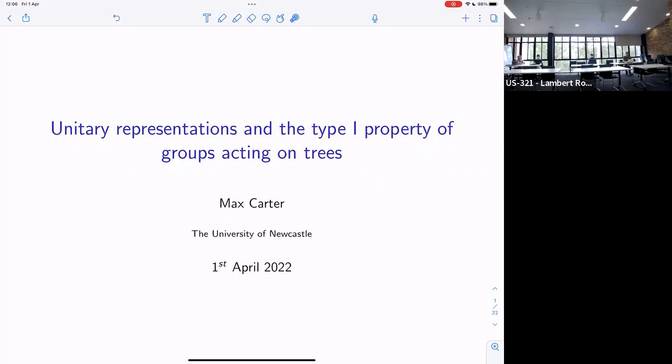So today I'm talking about unitary representations of groups acting on trees and certain algebras that we can associate to these representations, such as C-star algebras and von Neumann algebras. And I'll be talking a bit about how studying these algebras allows us to understand not only the representation theory of these groups, but also the properties of these groups. And towards the end, I'll talk a bit about some research work I'm working on in this direction.